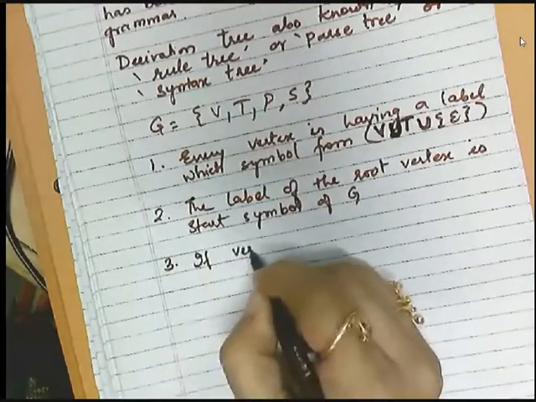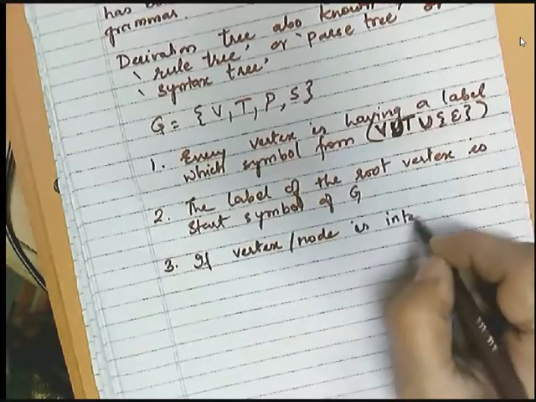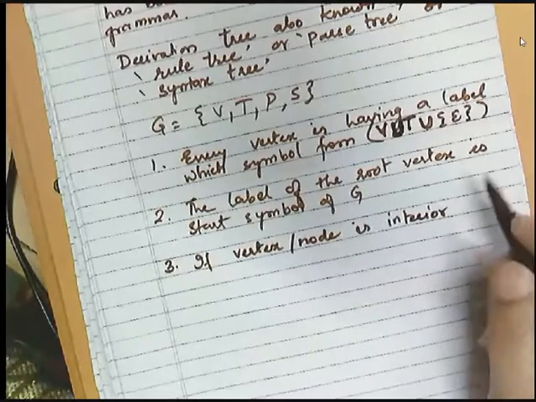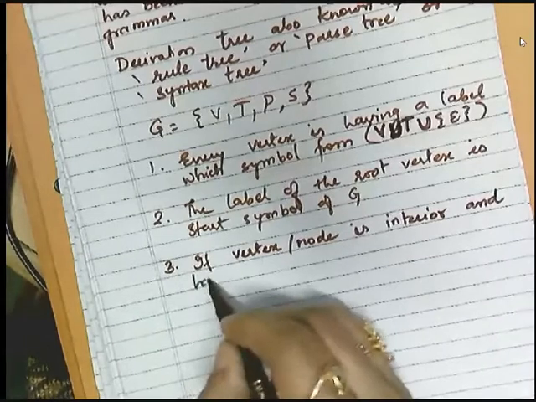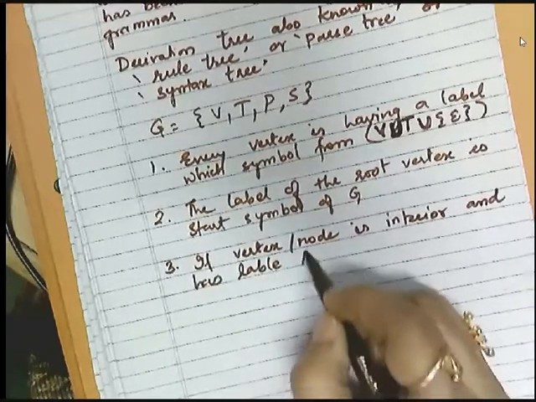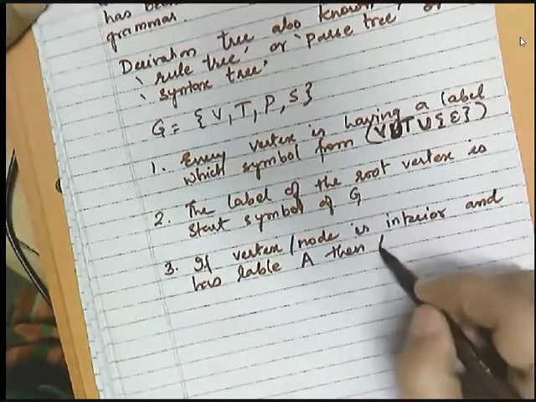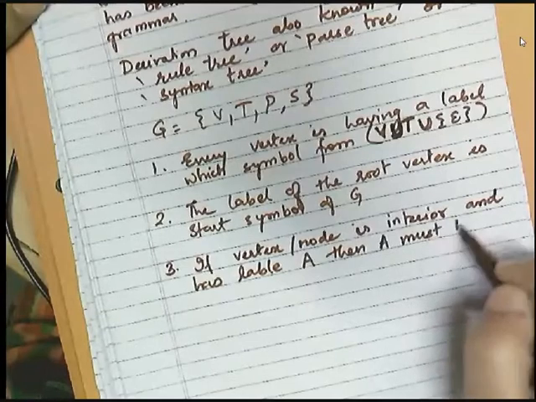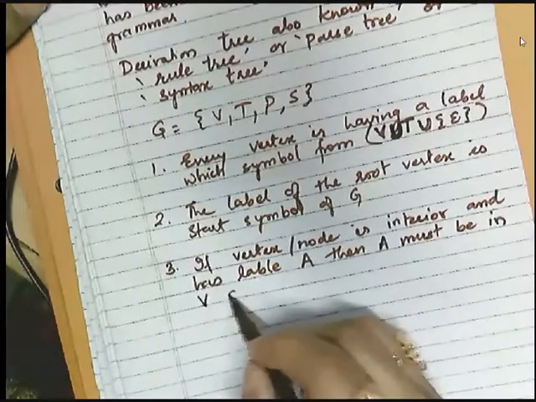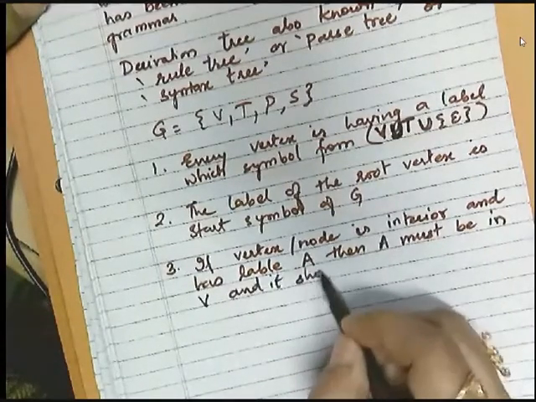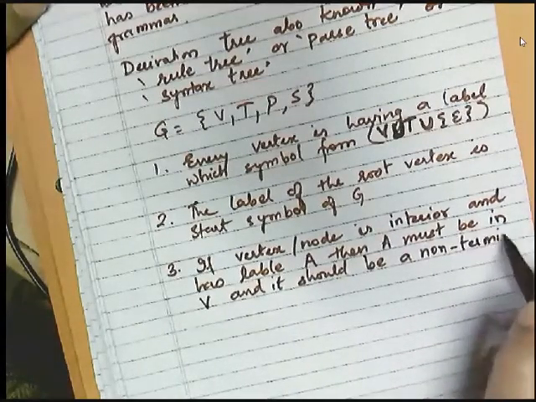Next, if a vertex or node is interior and has label capital A, then capital A must be in V, and it should be a non-terminal. So this we already know now.